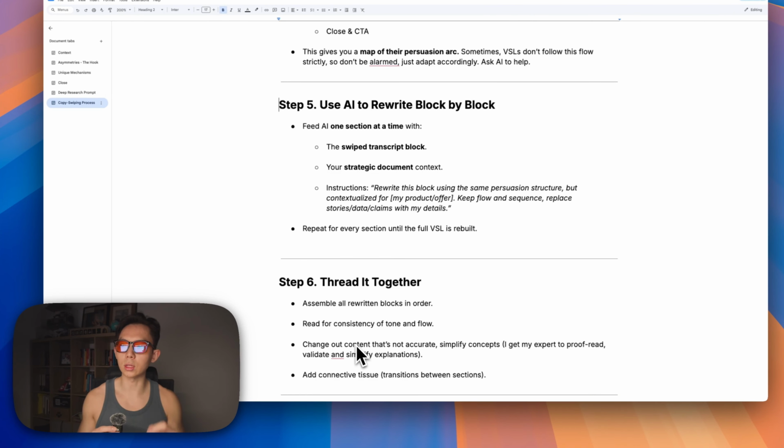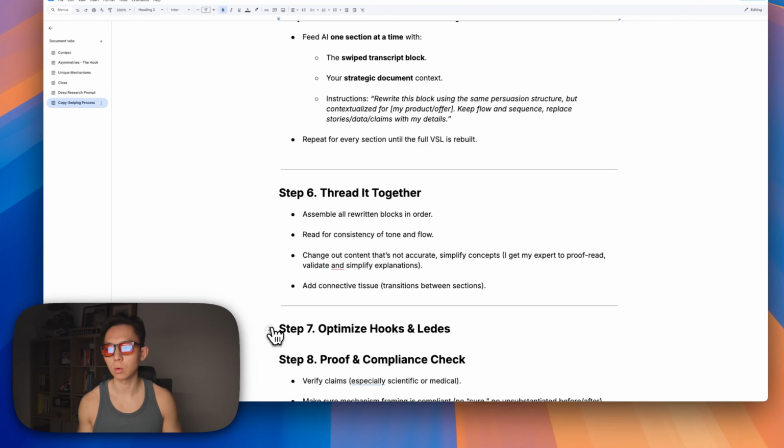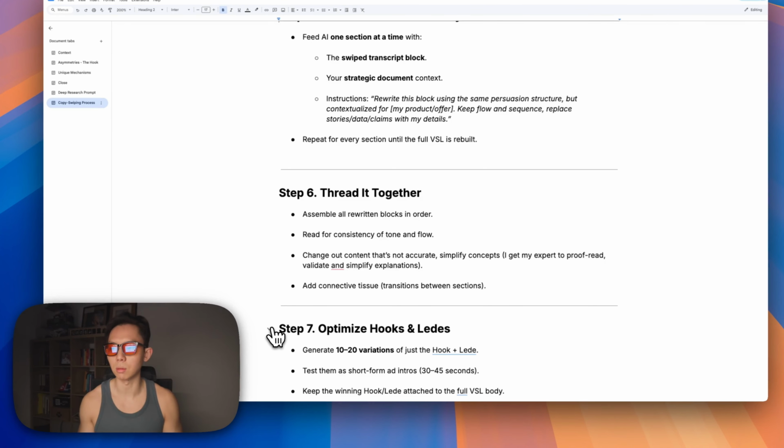Step 6 is to thread it together. So assemble all rewritten blocks in order, read for consistency of tone and flow, change out content that's not accurate, or simplify concepts. What I personally do is I get my expert to proofread, validate, and simplify the explanations because I want to make sure that I'm not writing gibberish, right? Or AI is not writing gibberish. So it's very important that you get someone to proofread it. Then you add the connective tissue. This is where you have transitions between sections so that when it's presented, it is a bit more seamless.